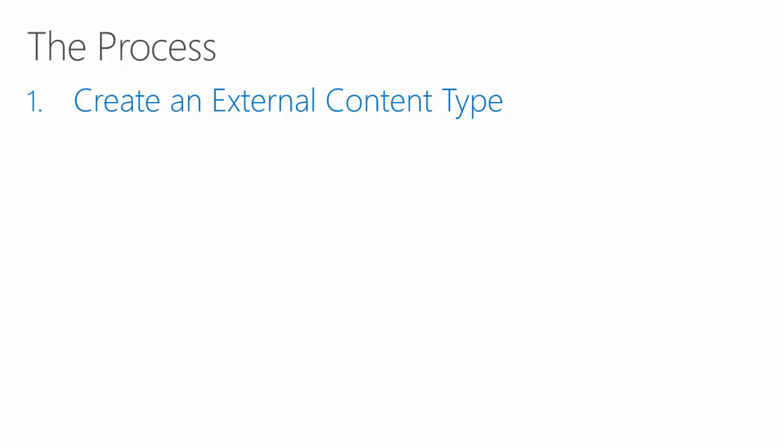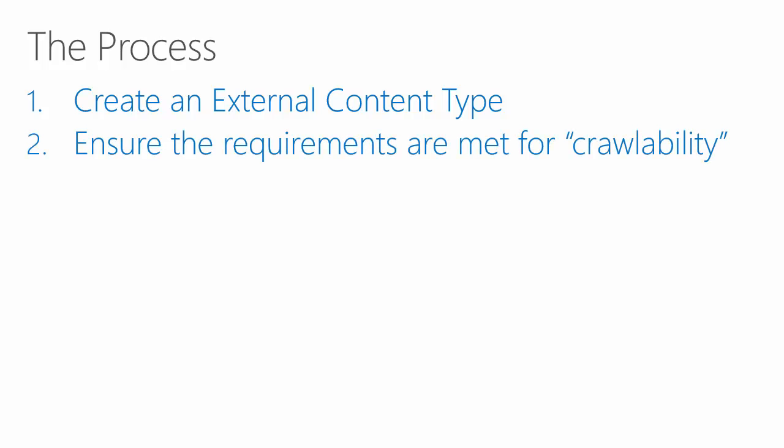I'm going to break this down into two separate groups of processes as we go through. But fundamentally, the process that you should be thinking about if you're thinking about an end-to-end solution is initially creating an external content type that allows you to access the data that you're trying to expose through search or in your metadata columns. Next, you have to ensure that the requirements are met for crawlability. I'll demonstrate this, we'll also detail it in slides, but this is an essential requirement if you want to integrate search with your BCS.